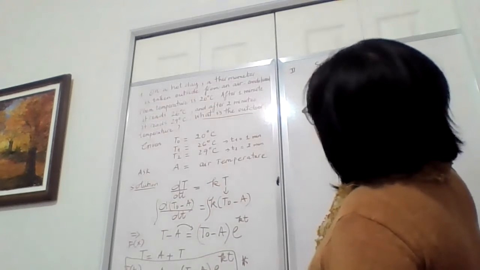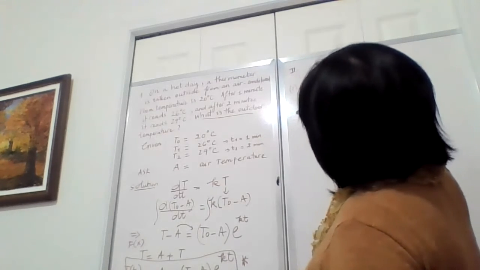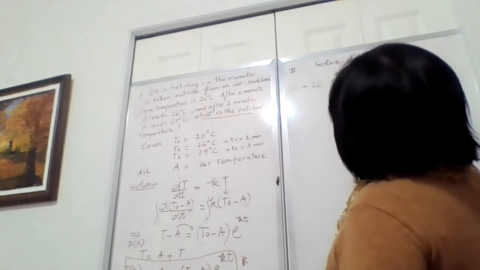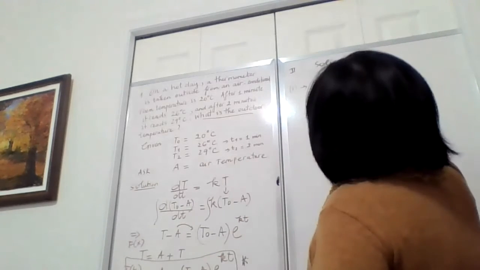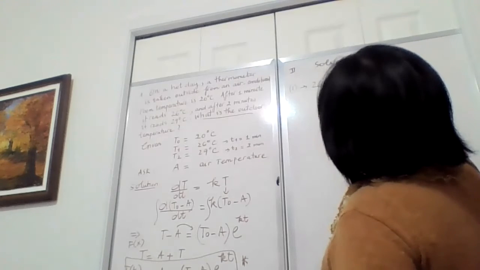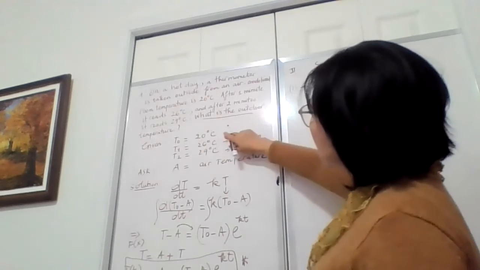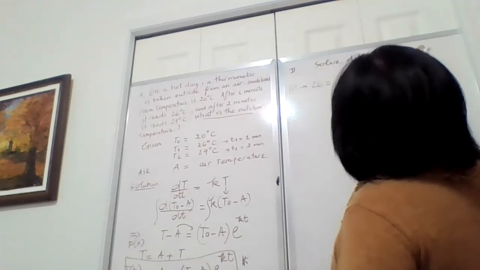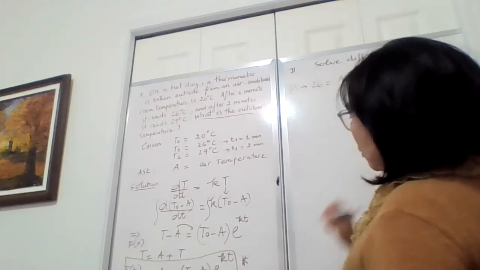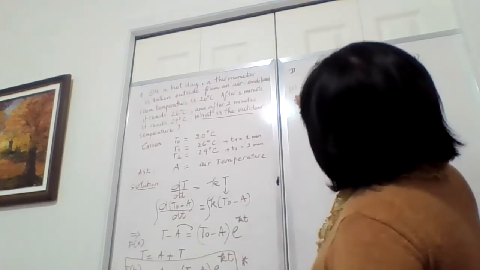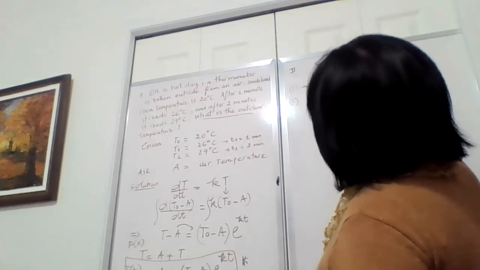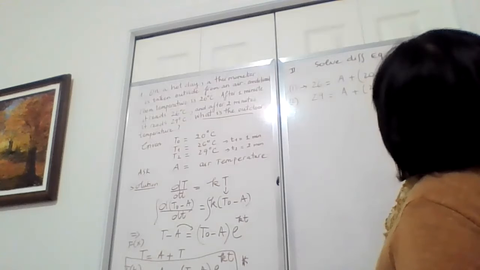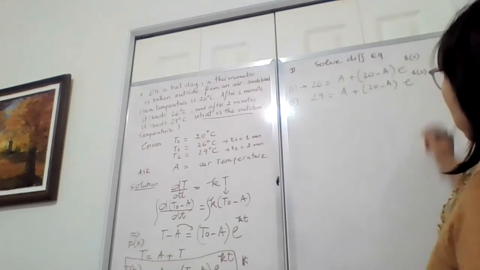So our first equation, we have T1 equals 26. We know this number. And A is the one we don't know. Adding with T0, we also know T0, which is 20, minus A, e to the k times t, where t is 1 minute. We know also the time. And the next equation we know is 29 degrees equals A plus (20 minus A) e to the k times 2.